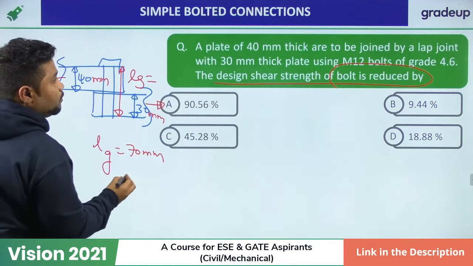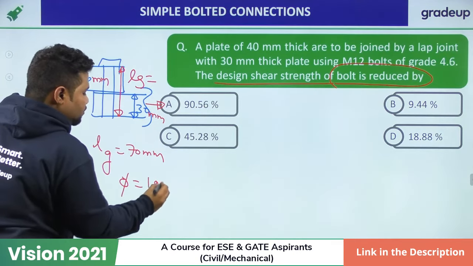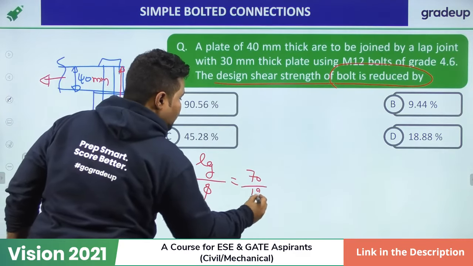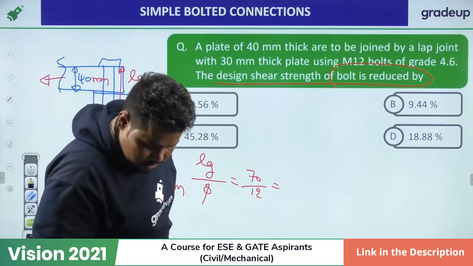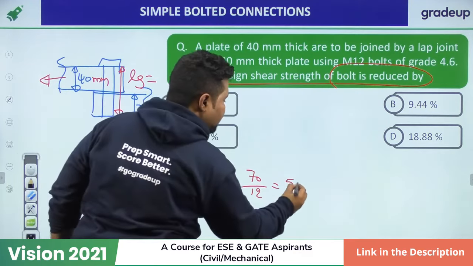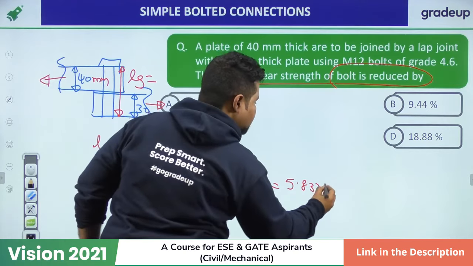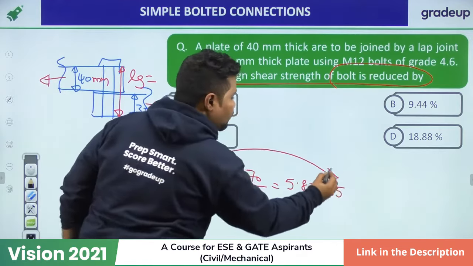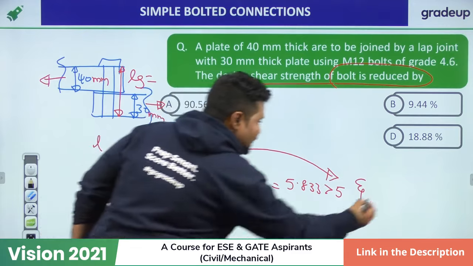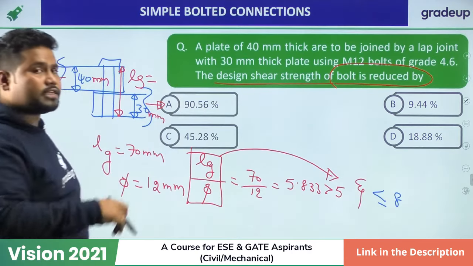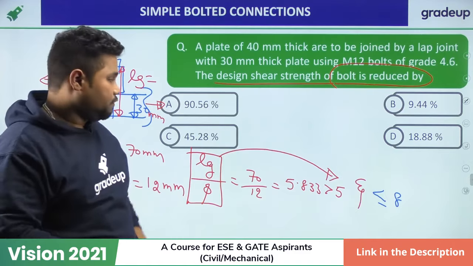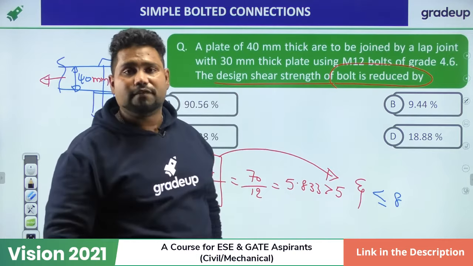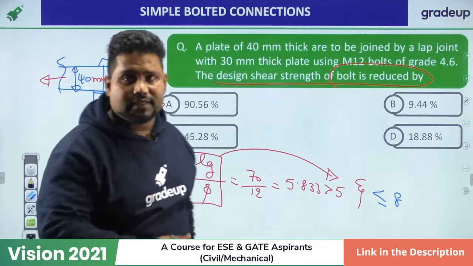The nominal diameter of the bolt is 12 millimeter. Grip length by diameter of the bolt is 70 by 12, which is 5.833, greater than 5. Whenever the grip length by diameter of the bolt is more than 5 and less than or equal to 8, I need to reduce the shear strength of the bolt. When this value is more than 8, I should not use such a connection in design. You need to redesign such things, right?